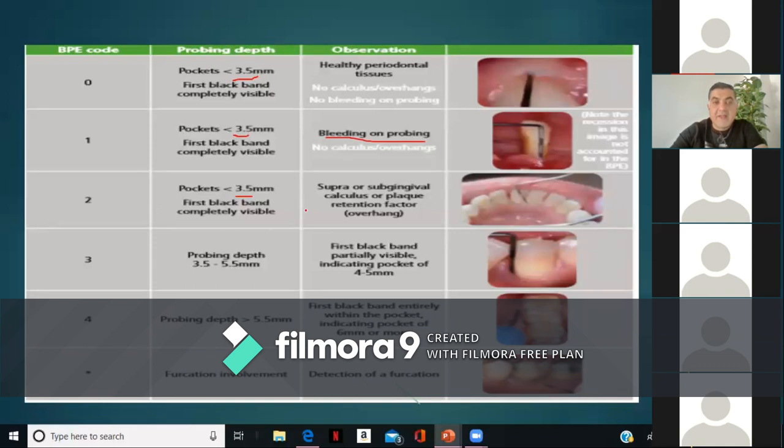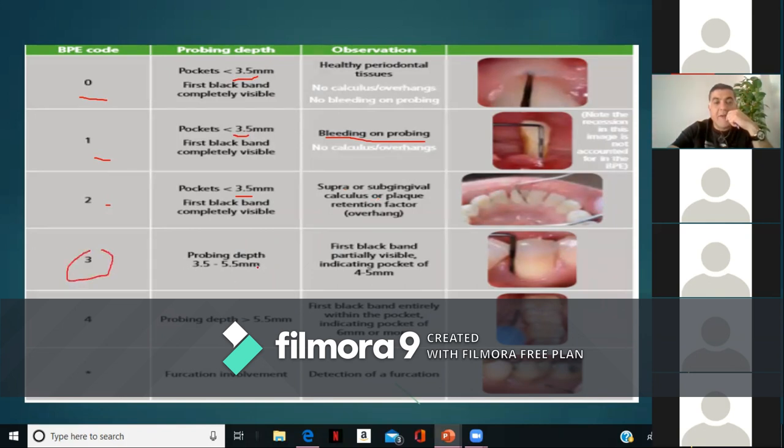If there is bleeding, there is supra or subgingival calculus, a plaque retention factor like overhang, filling, or anything, then it is a score two. So simply, all zero, one, and two are all below 3.5. This one, healthy, there is nothing at all. Bleeding on probing, and there is subgingival calculus. Here, this is score three.